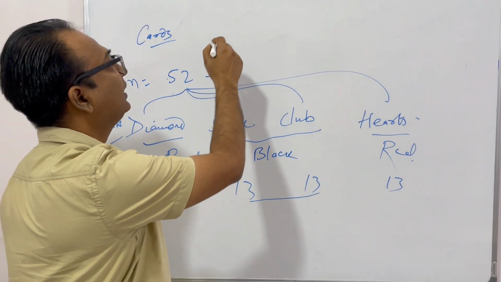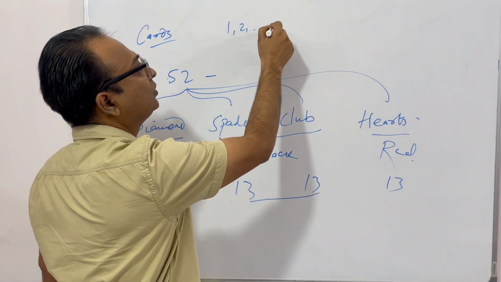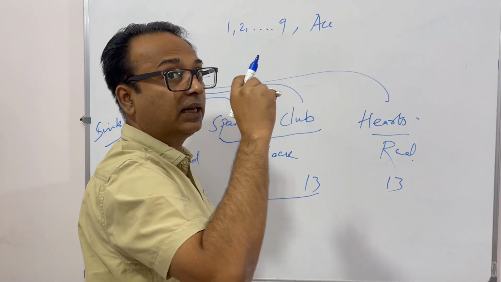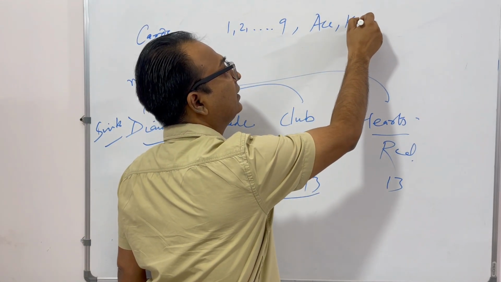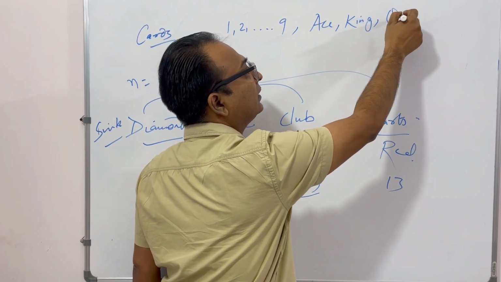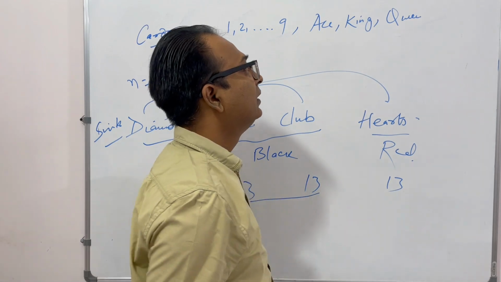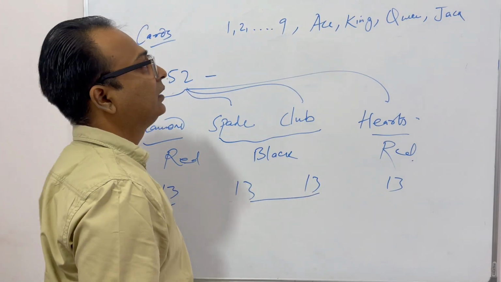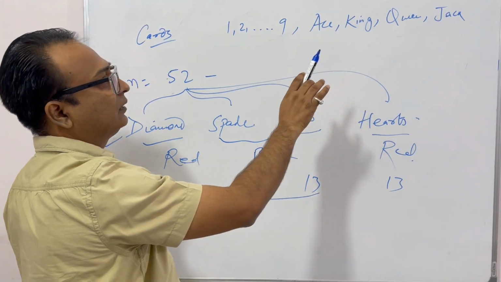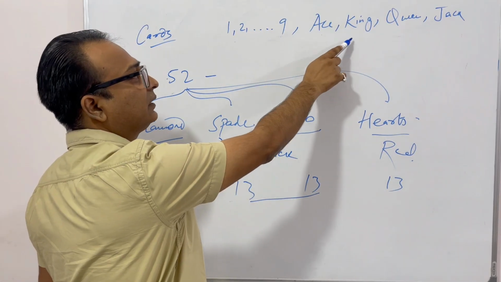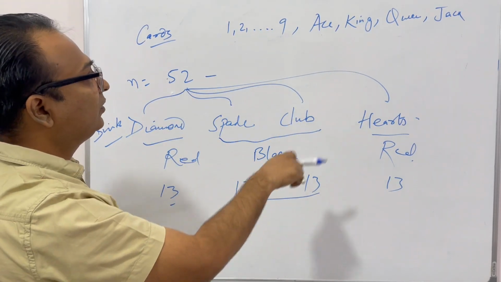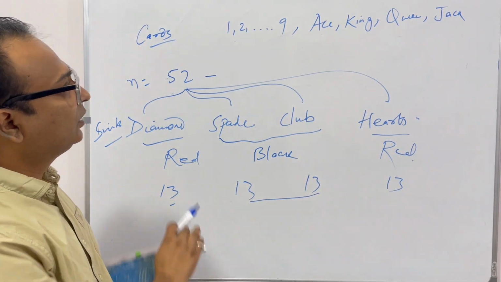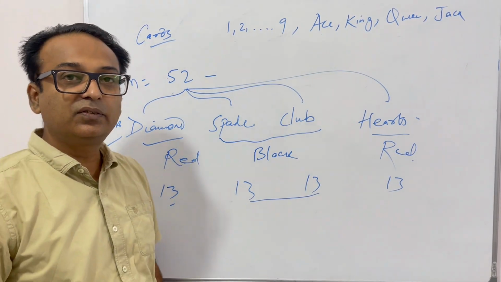In the 13 cards we have numbers 1, 2, so on to 9. Then one is the ace card, A, Ikka. Then one is king, Badshah. One is queen, Rani. And one is jack or joker. So there are a total of 13 cards: 1 to 9, ace, king, queen, jack. So in total we'll have 4 aces, 4 kings, 4 queens, 4 jacks. So now you have understood the composition of cards.